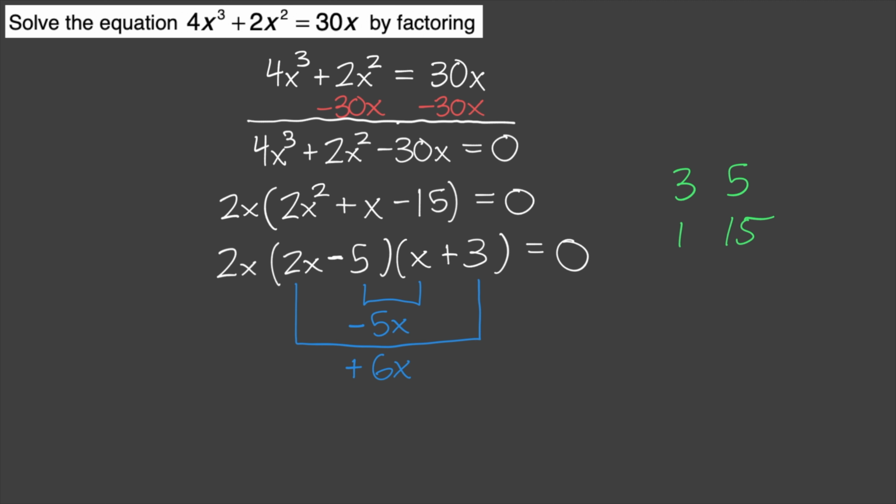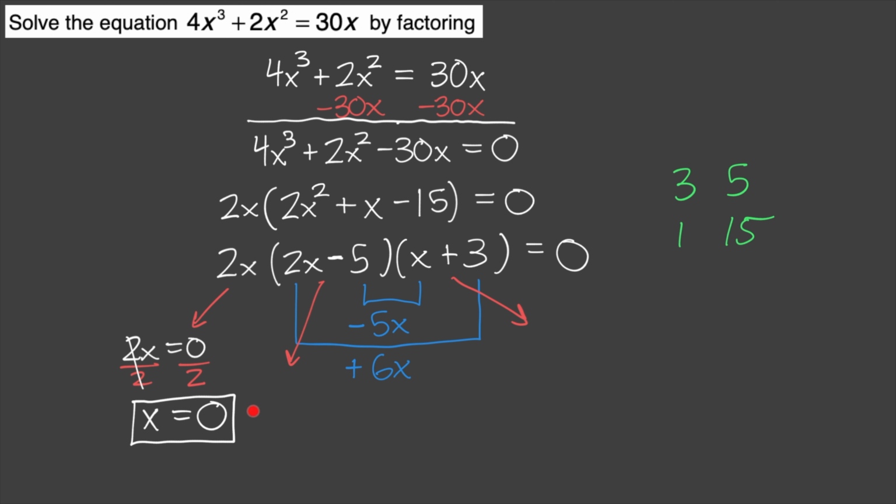All right. So now we have all our factors equal to 0. So we set each factor equal to 0 and solve for x. So let's go ahead and do that. So the first one, we have 2x equals 0. We divide both sides by 2 to isolate x. 2's cancel. And then 0 over 2 is just 0. So there's one answer.